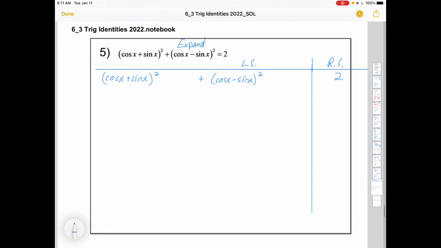It might be worth at some point learning just the basic formula that (a plus b) squared is the first thing squared plus 2 times the first times the second thing plus the second thing squared. Similarly, for (a minus b) squared, it's going to be a squared minus 2ab plus b squared.